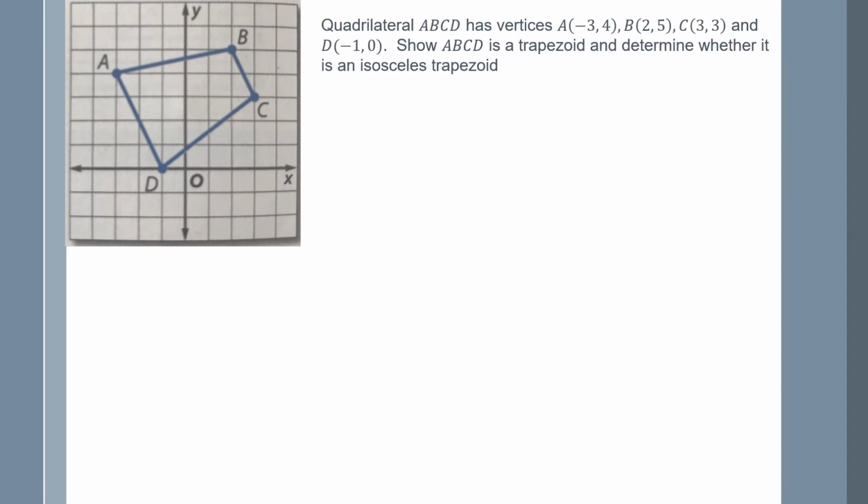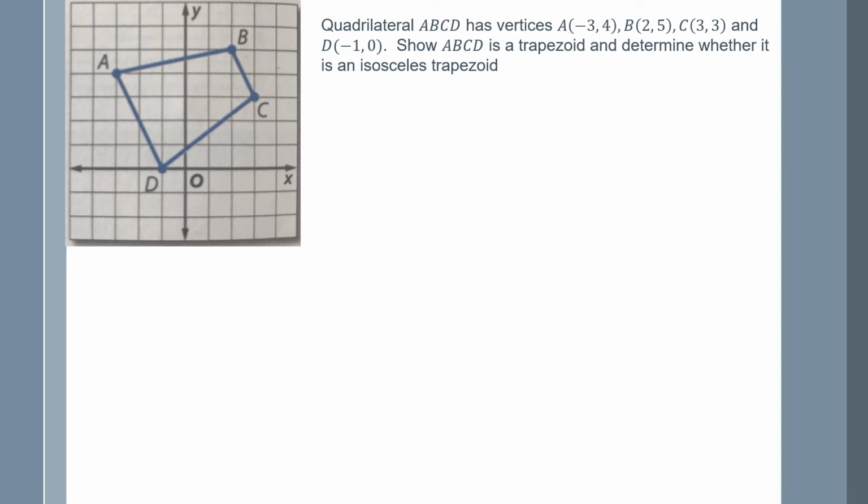Okay. So now we have quadrilateral ABCD with vertices A at negative 3, 4, B at 2, 5, C at 3, 3, and D at negative 1, 0. Show ABCD is a trapezoid. Determine whether it's an isosceles trapezoid. So the first thing I'm going to do is take a look at this by graphing it. So once you've graphed it and connected your dots, you've got something like this.